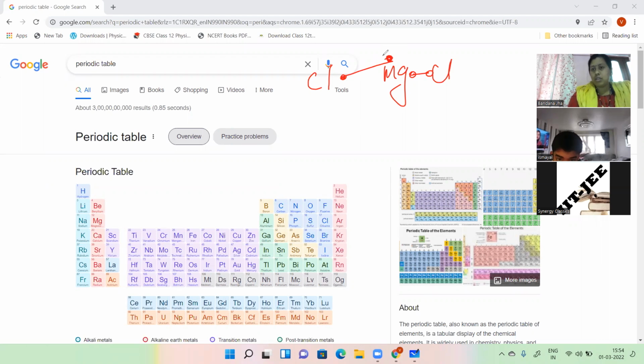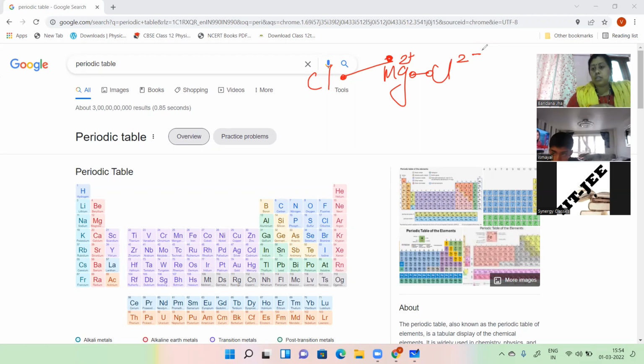Doesn't matter. There will be two electrons that magnesium will donate, and it will become what? 2 plus. And chlorine will become what? 2 minus. Why 2 minus? Because chlorine has taken 2 electrons. Magnesium has given 2 electrons. Understood this part?